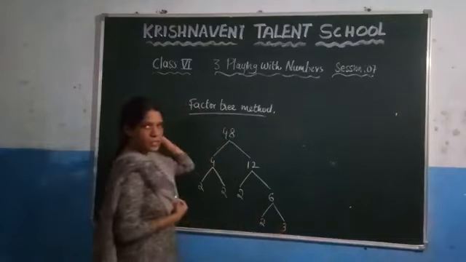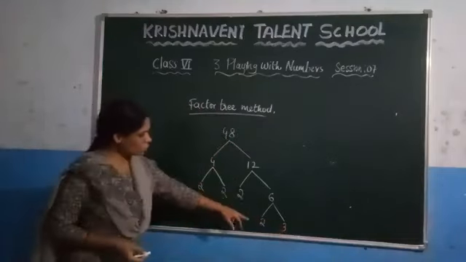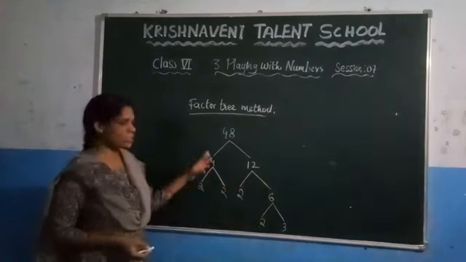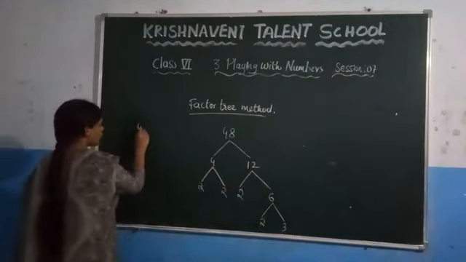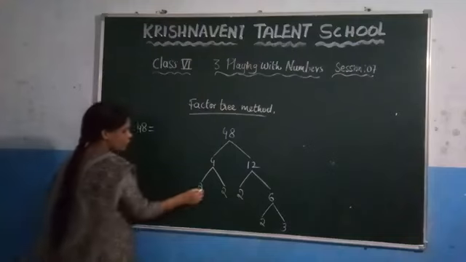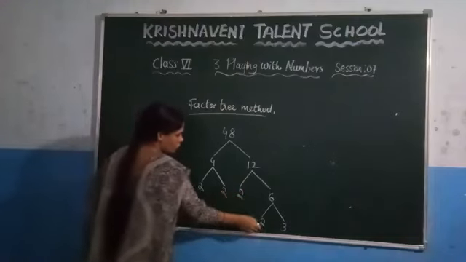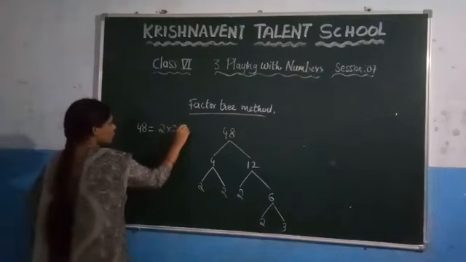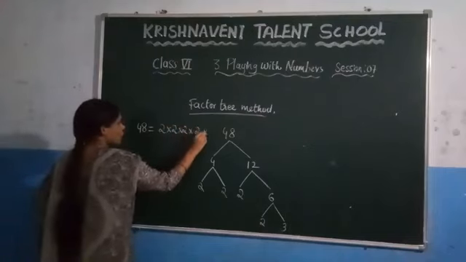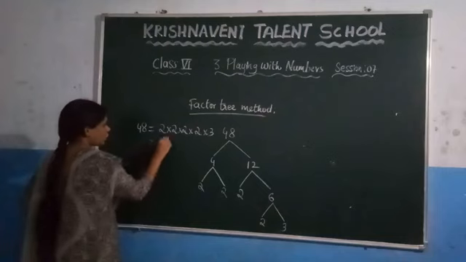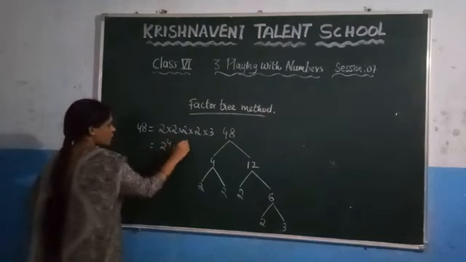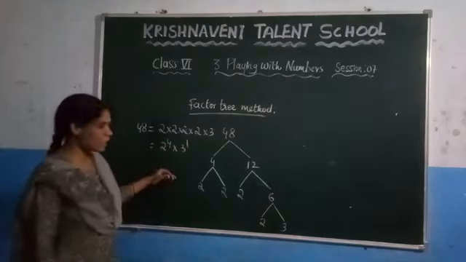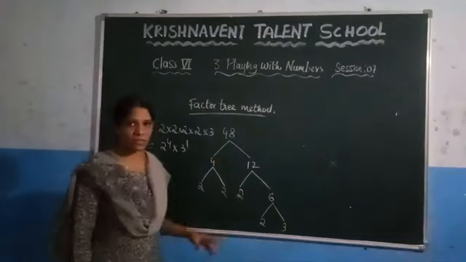Now you can observe that here 2, 2, 2, 2 and 3, all are prime numbers. So we can stop it. So you can write 48 as 2 into 2 into 2 into 2 into 3. You can write this one as 2 power 4, since 2 is repeating 4 times and 3 is repeating 1 time. Like this you can find by using the factor tree method.